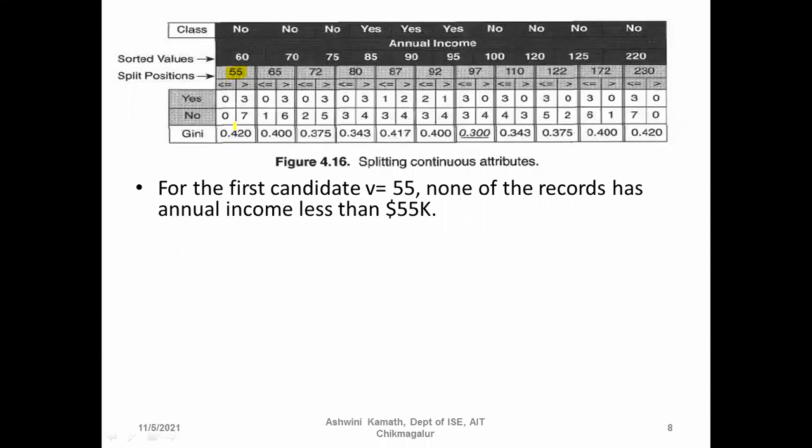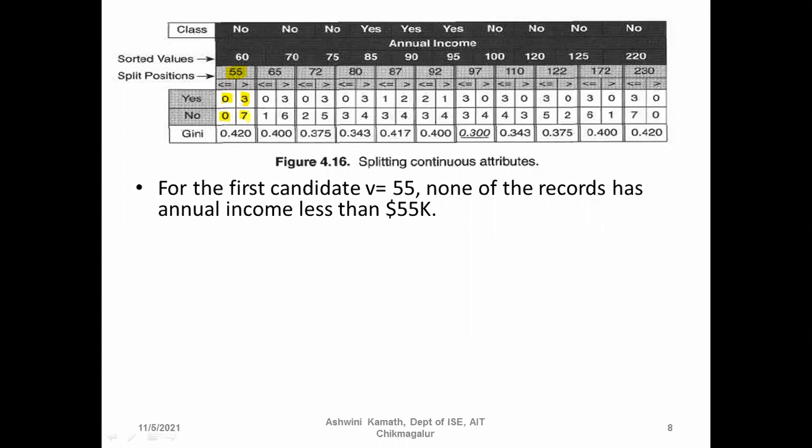So less than or equal to 55K, it is 0. For yes it is 0, for no also it is 0. And then for greater than 55K, we have 3 records of classification yes and 7 records of classification no. That is for greater than 55K.